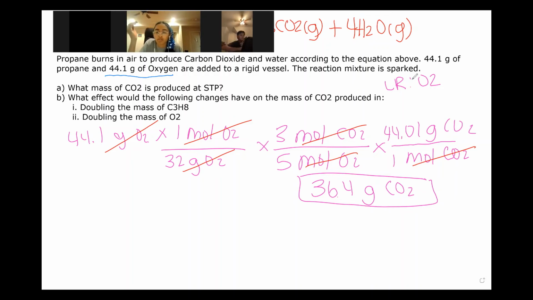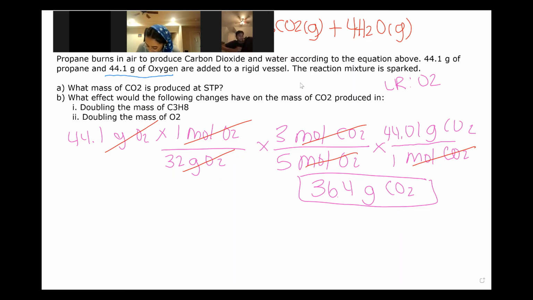Where did you get the 44.01 grams of CO2 from? This is the molar mass of carbon dioxide. The molar mass of carbon dioxide is 44.01. Molar mass or grams? Molar mass. Oh, okay, sorry. Molar mass is grams per mole. Okay, did you get it?